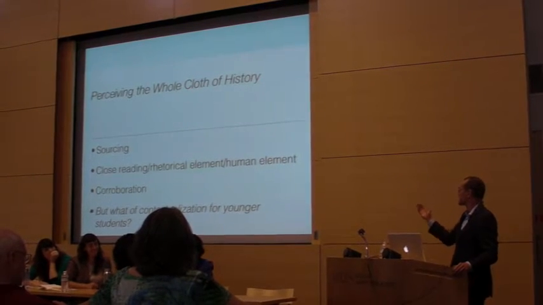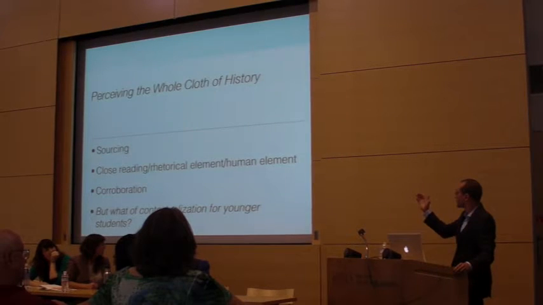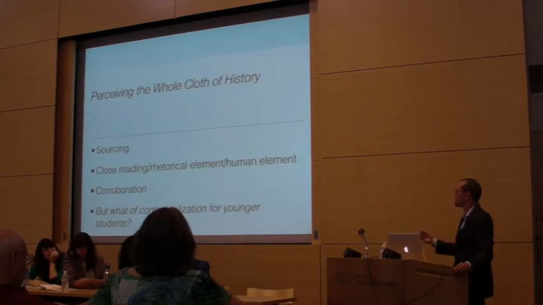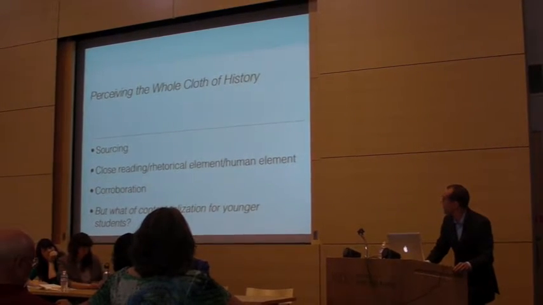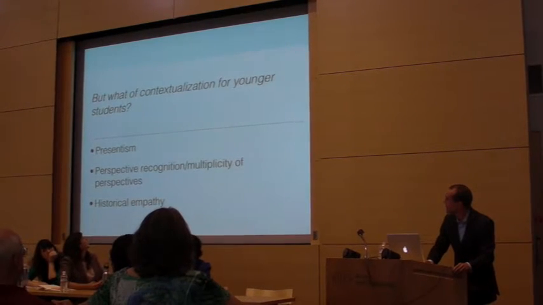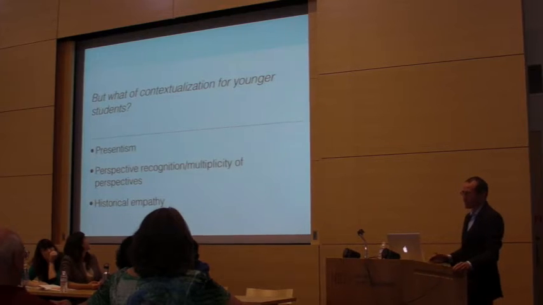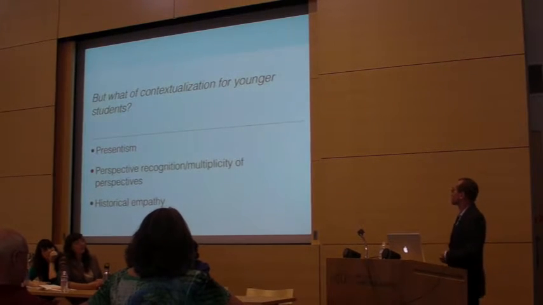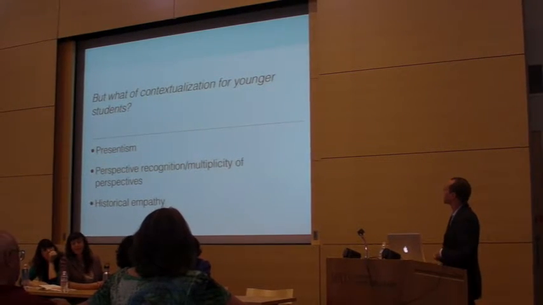My question is, what about contextualization for younger students? All the research in this has to do primarily with high school students. It's very high order thinking. So there's less research when it comes to contextualization, historical thinking in 12-year-olds.